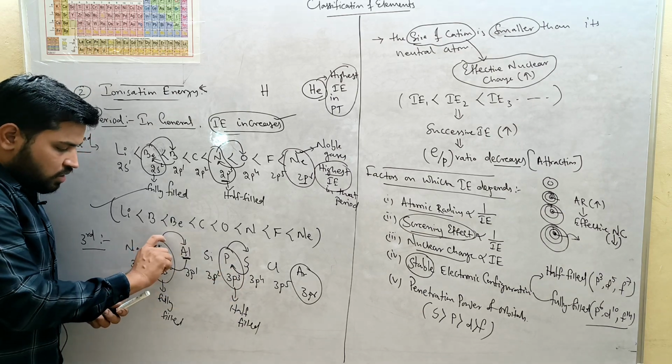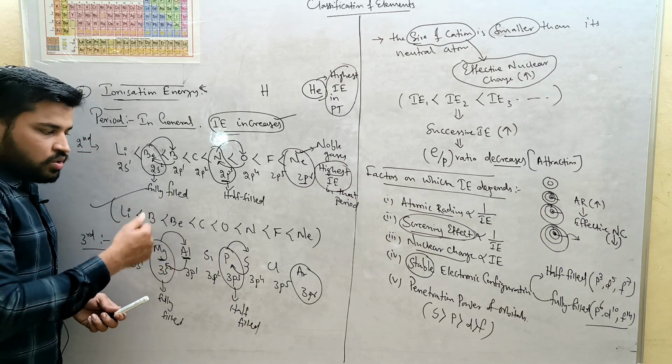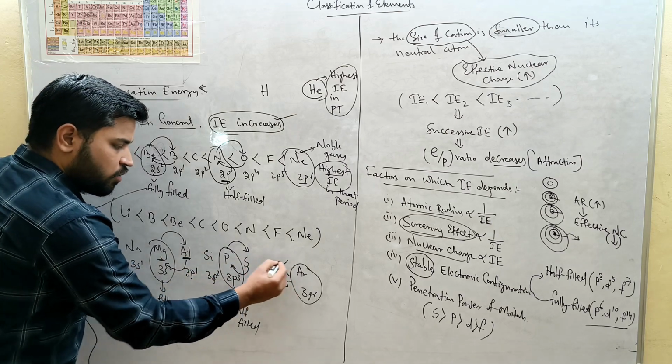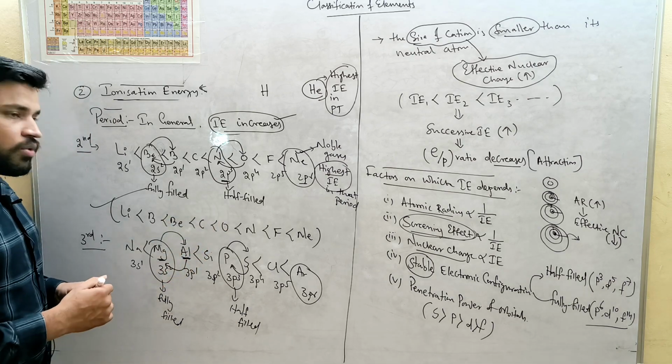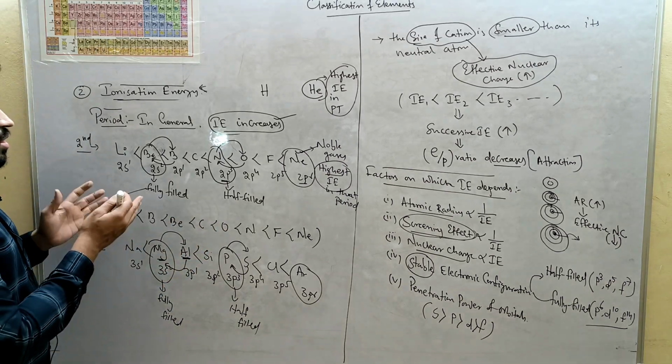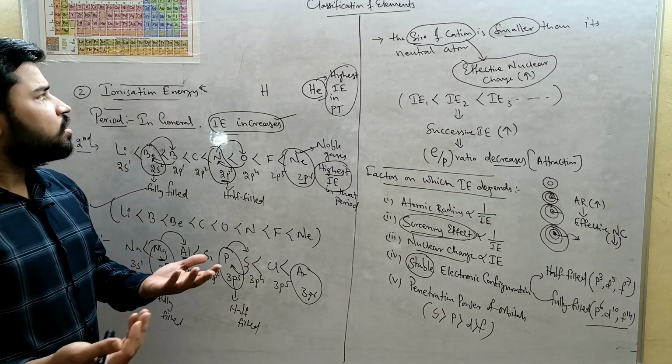That means the previous element will go first. So in this case, argon will be maximum. Are you getting my point? So this will be the trend for third period elements. Similarly, we can see a regular observation also.